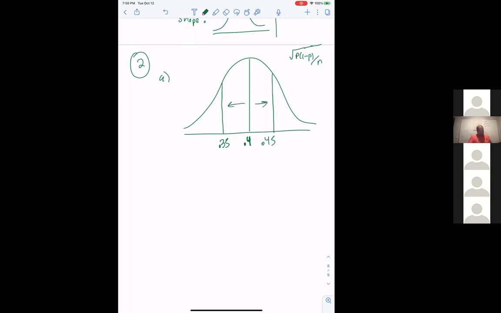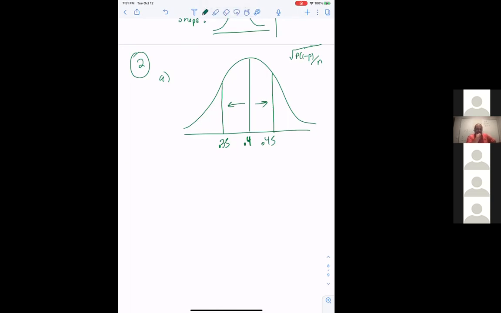Well, if the deviation is 0.1, never mind. I was thinking 0.01 for some reason. Yeah, if the deviation is 0.1, then it's actually half of a deviation, correct?